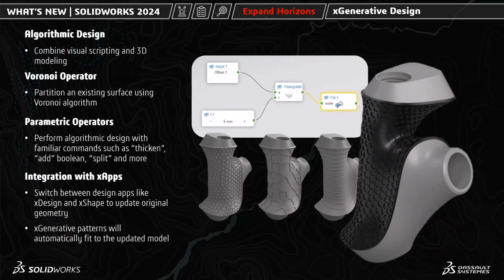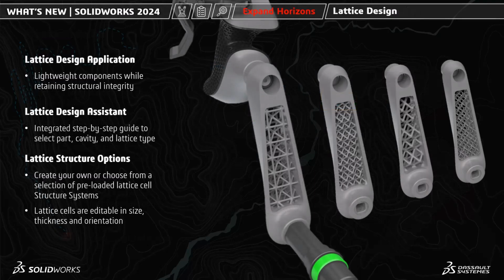Generative design now allows us to combine modern modeling strategies with algorithmic coding to create features that would take days to create previously. Lattice design now gives us the ability to create lightweight files in a few clicks, ready for printing.